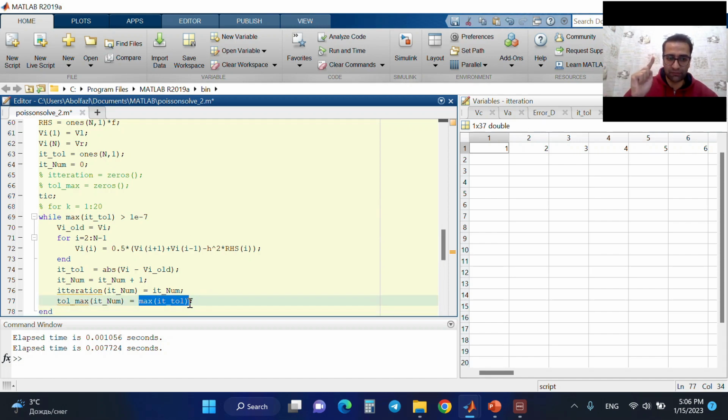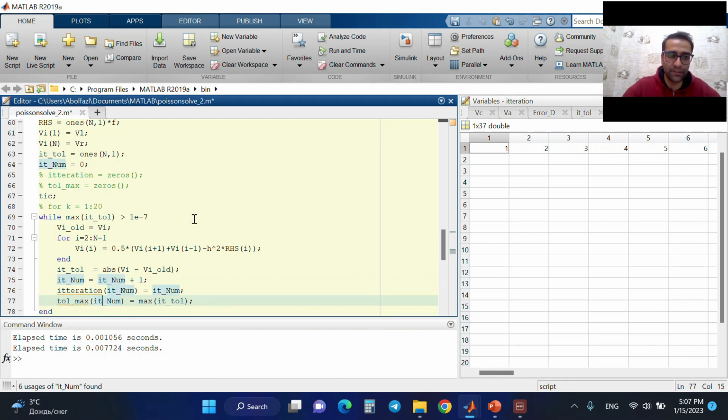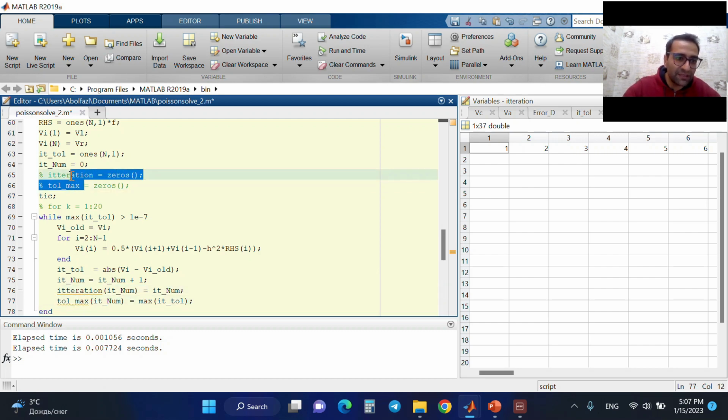I just save the maximum of this iteration tolerance to some array, and this array is tol_max, and the index is the iteration number. You see that the circle is yellow because we did not allocate any memory for the iteration and tol_max here. And if we define these matrices here, iteration is zeros, just some parentheses without any number, because we don't know what will be the final iteration number and what will be the final iteration tolerance.